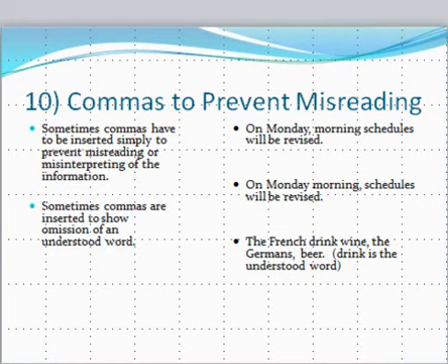And then we also can use commas to show that something has been omitted. We have an understood word, and we do that. We also do that with apostrophe, so this isn't anything new. The French drink wine, the Germans beer. We've omitted a word in the sentence.